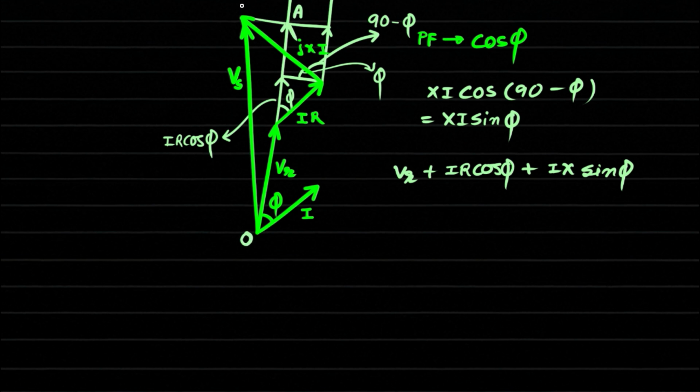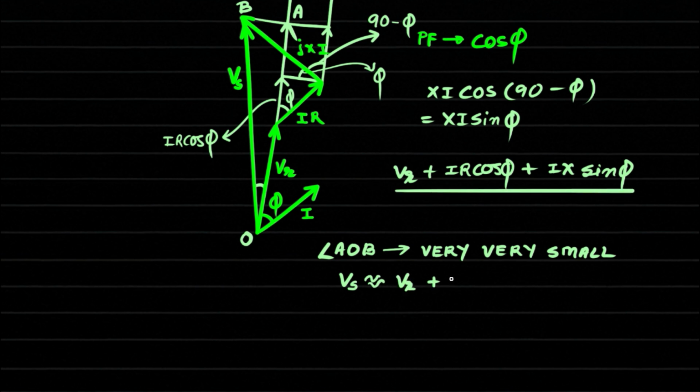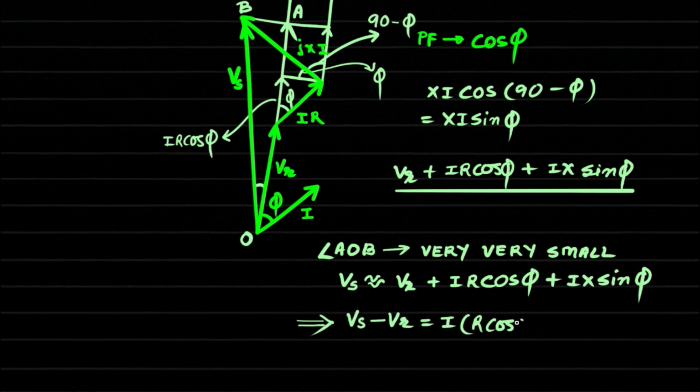Say this is A and say this point is B. Now the angle AOB is very small, tending to 0, very small compared to angle phi. So we can write Vs, the sending end voltage, is nearly equal to this voltage, VR plus IR cos phi plus IX sin phi. So Vs minus VR equals IR cos phi plus IX sin phi. That is the difference between the sending end and receiving end voltages, that means the line drop.